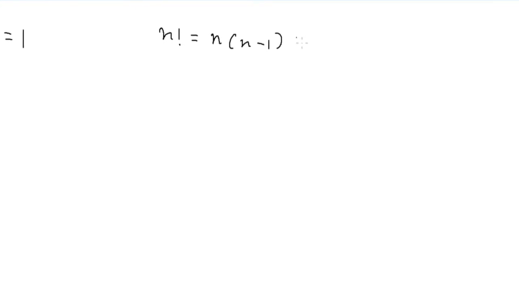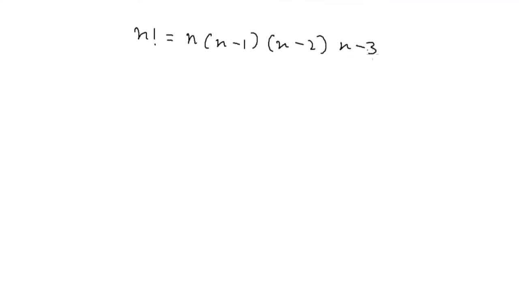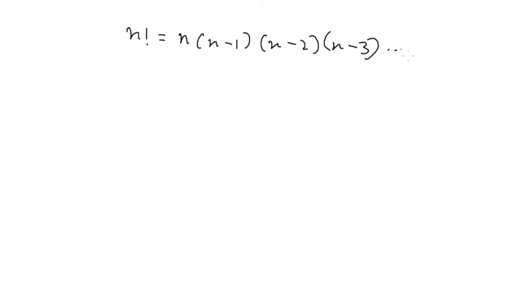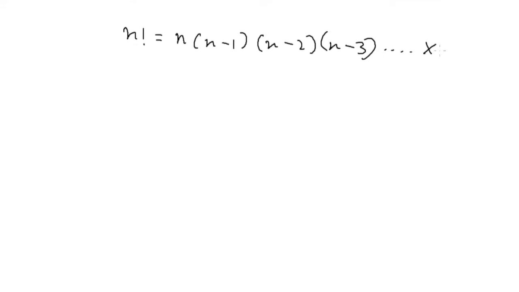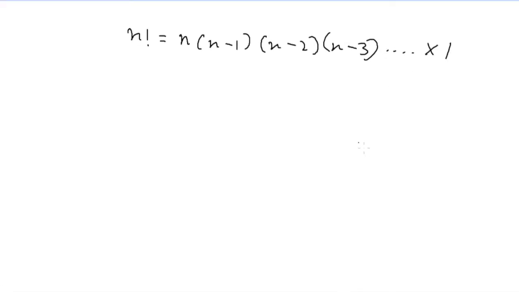For those of you who don't know, a factorial of a number, let's say n, is equal to that number times (n minus 1) times (n minus 2) times (n minus 3) dot dot dot times 1. So it is essentially just the number times the number less than it times the number less than that times the number less than that all the way up till 1.